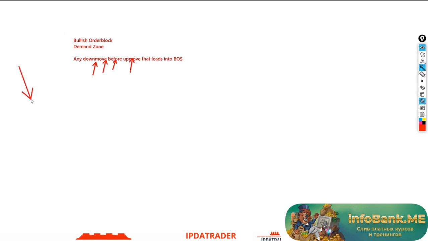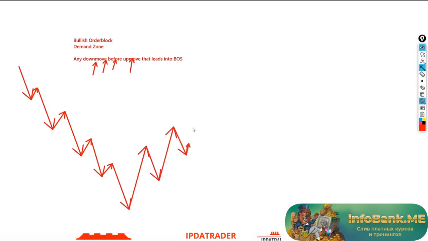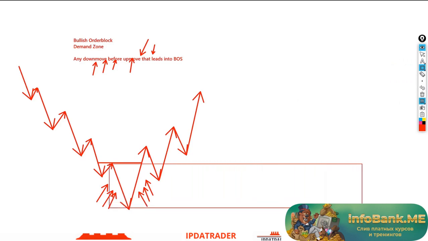For that, we're going to imagine we have a downtrend, we have price pushing down, and all of a sudden you get a reversal and price starts going up. Following this principle, this is your last down move before the up move, again the last down move before the up move that leads into BOS, right? So this would be considered your break in market structure, and this entire region right here is now your bullish order block, right?